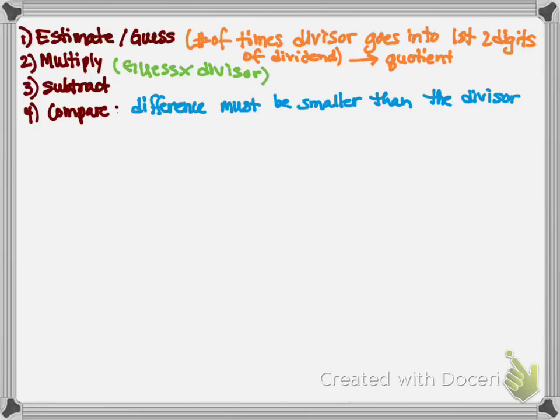If your difference is too low that you can't bring anything down, then that means you're going to have a leftover, okay? But this is a process. And then you just go through and you repeat until you run out of digits. So just repeat. So let's do our two examples.